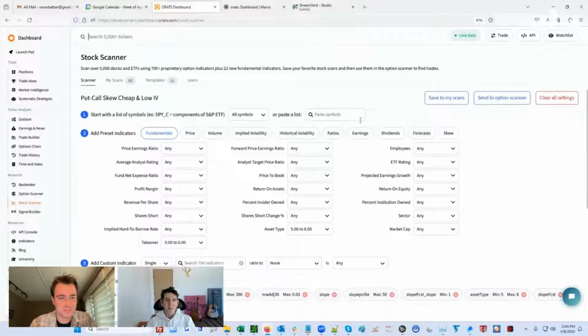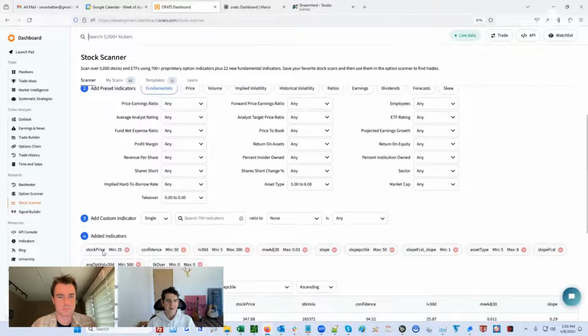Yeah, but in order to, I want to find a good stock or good symbol to trade on. So, I have some Skew Cheap indicators in here right now. So I want the stock price minimum of 25. I want confidence. That's our confidence between 0 and 100. Volatility between 5 and 30. How wide the market is.